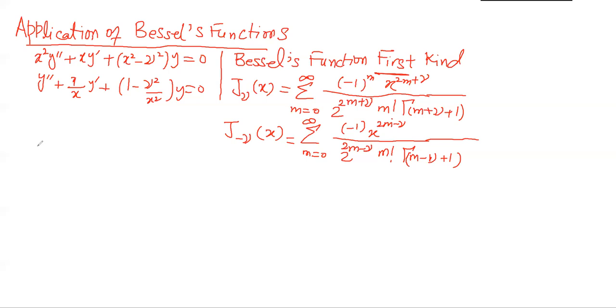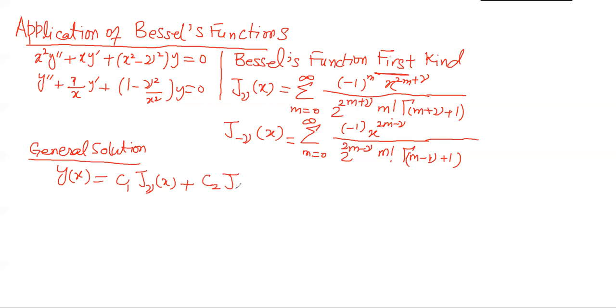So its general solution will be y of x is equal to c1, the first arbitrary constant, times J nu of x, plus c2 J minus nu of x. Okay, but remember that this is the general solution when nu is not an integer. That means nu is some fractional value.